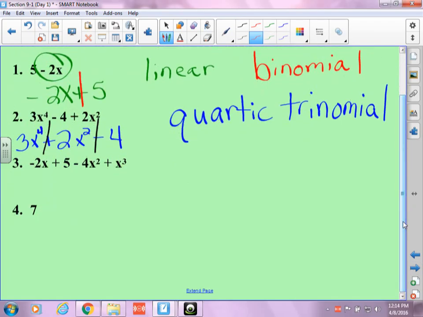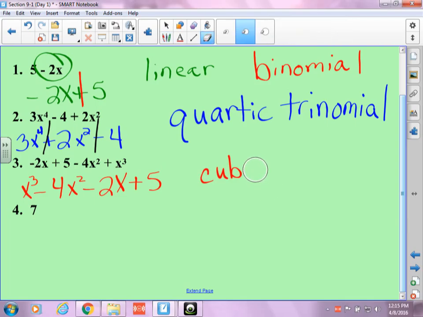What's the largest exponent? Yep, so x to the third minus 4x to the second minus 2x plus 5. So the sign in front of that term goes with it. Okay, what's the largest exponent? 3. So I call it cubic. Okay, how many terms? There are 4 terms.